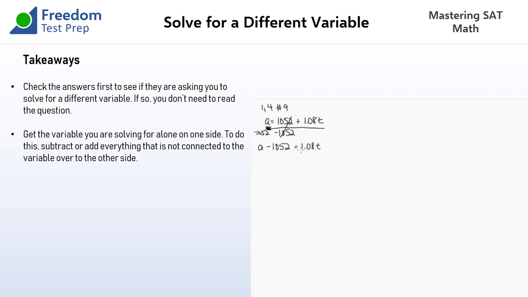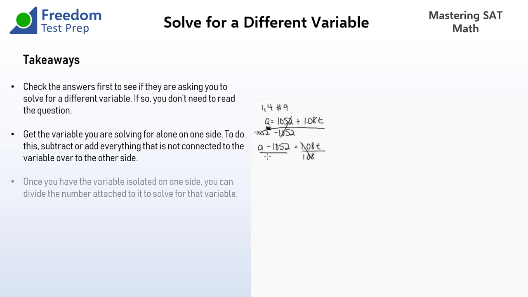and then we simply divide by 1.08. Okay, and we get t equals a minus 1052 over 1.08, which is letter A. A is the answer. Okay, that would be the simplest version of solving for a different variable.